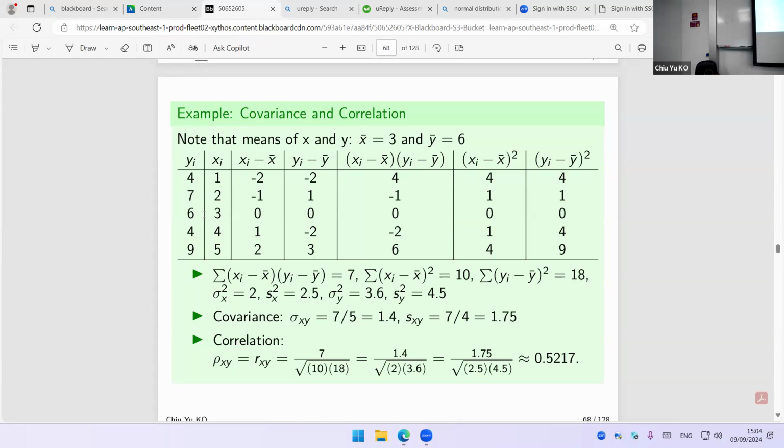Now, the first thing to do is to calculate the mean of X and the mean of Y. The mean of X is 1 plus 2 plus 3 plus 4 plus 5 divided by 5, which is 3. For Y, you just add up everything and divide by 5. This is 10, this is 13, add up to 23, 20 plus 7 is 30. 30 divided by 5 is 6.